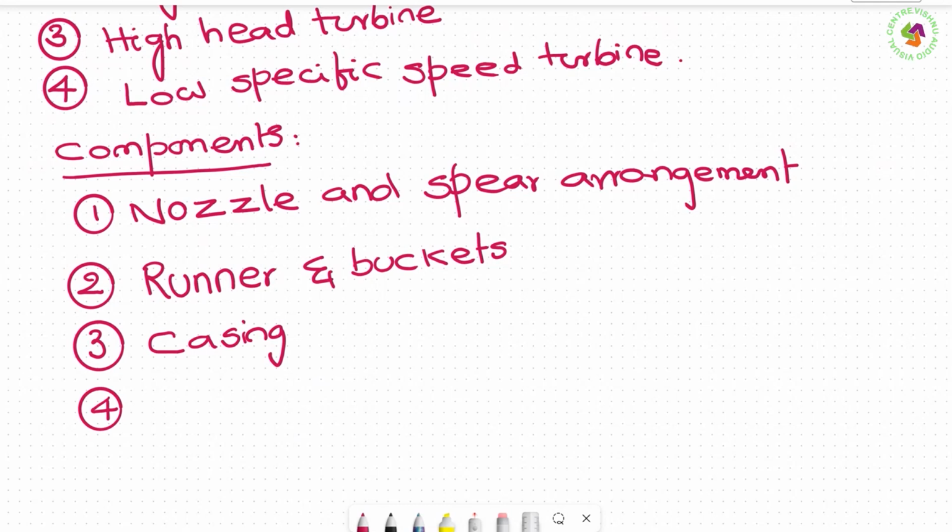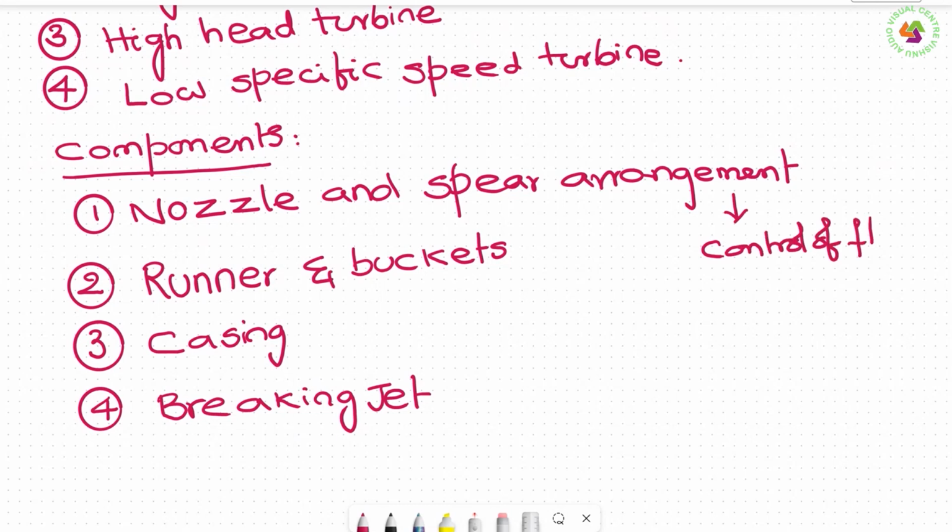Then the fourth important component is the braking jet. If you compare the first and last, the nozzle and spear arrangement is mainly intended for control of flow. Control of flow is by this. Suppose we want to stop the turbine, we will activate the nozzle and spear arrangement and close the inlet valve so that there will not be any flow onto the turbine.